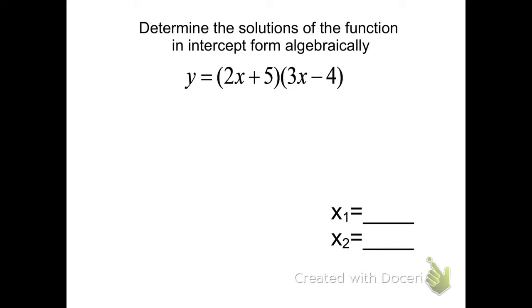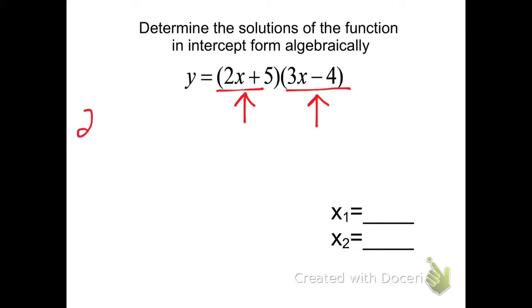The next type of problem, I want you to determine the solutions of the function in intercept form algebraically. And I know this is in intercept form because it has two sets of parentheses. And I want you to use your algebra skills to solve this. So we want to use the zero product property, which says that if either one of these factors equals 0, when you multiply you'll get 0. So let's set each factor equal to 0.